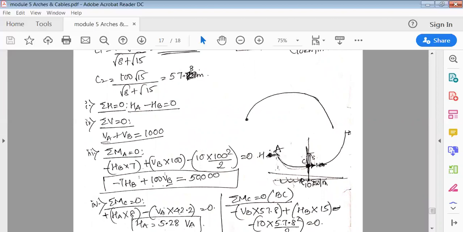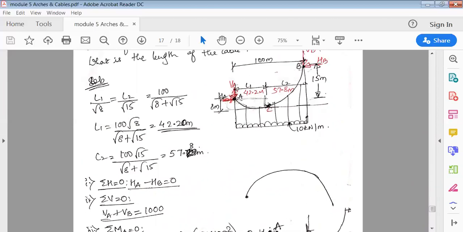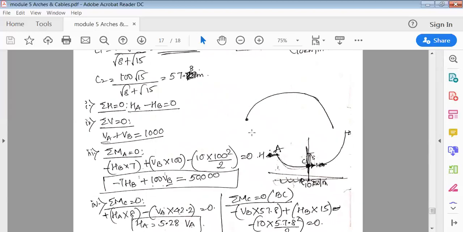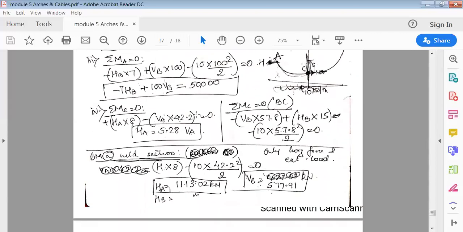See here, HA into perpendicular distance to reach C is clockwise, so it is HA into this height, 8. Then VA is going anti-clockwise, so VA into this distance, that is 42.2, is equal to 0.